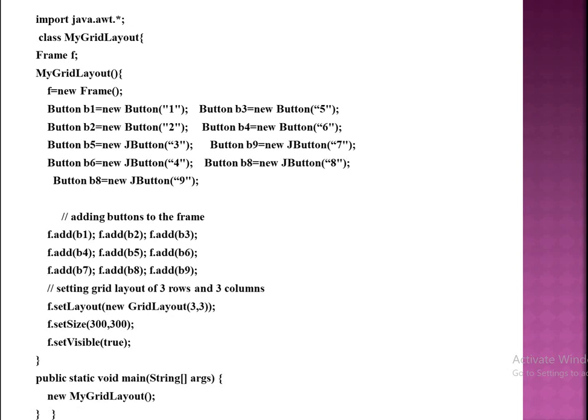Now we have to set the size of the frame by using the setSize method. f.setSize(300, 300). So this is the height and width of the frame. Now the components are arranged in a grid layout and added on the frame. Now it will be visible on the screen. So for that we have to use the setVisible method. So f.setVisible(true). Then finally close the constructor and create the instance of the class, new MyGridLayout.